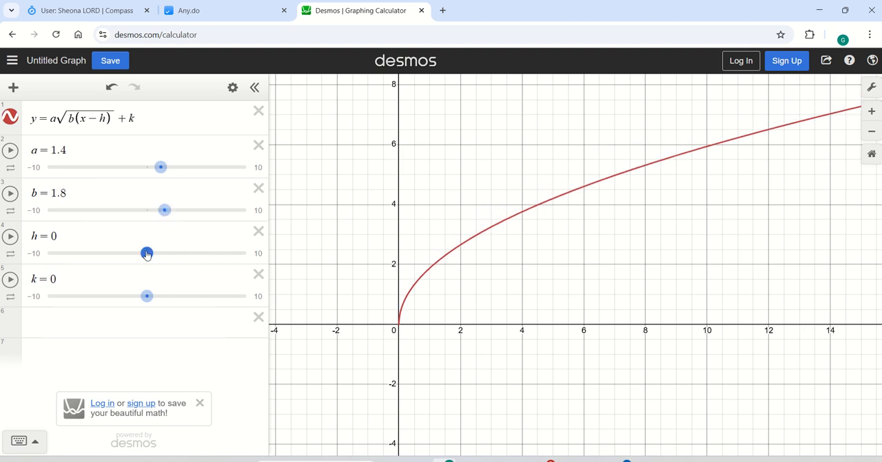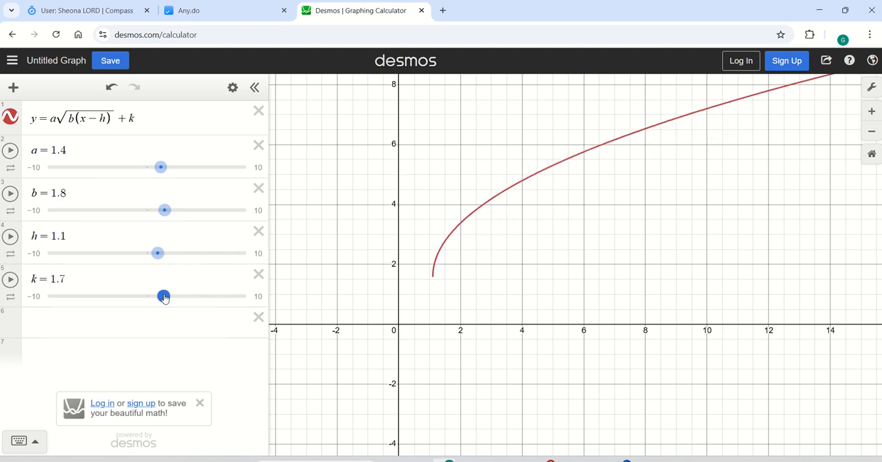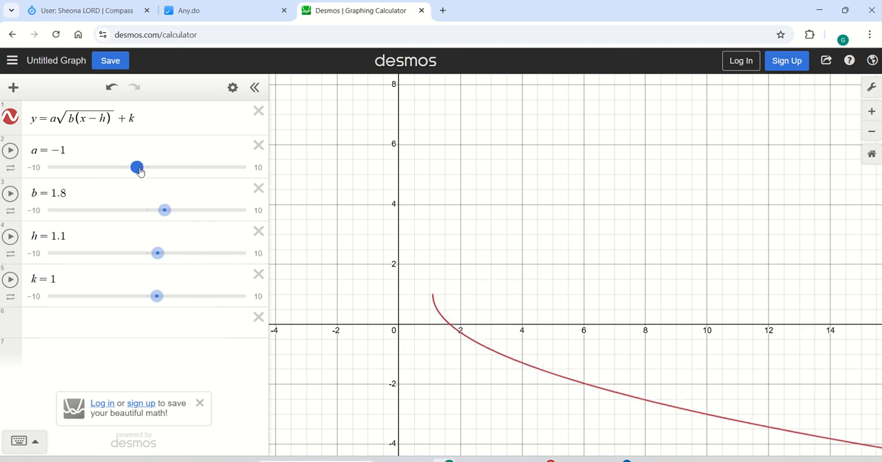And what does the value of h do? Of course, h moves it to the right, because it's x minus h. And what does the value of k do? It lifts it up. So we've seen all these things before. And what happens if a is negative? It gets reflected in the x-axis, so it gets flipped that way. And what if b is negative? It gets flipped in the y-axis, in that direction there. We've been doing these things for a while now.